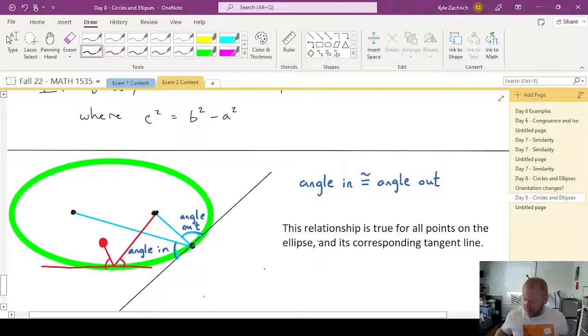Okay, so that's all you'll need to know for circles and ellipses, and I'll link that elliptical pool table video in the description.